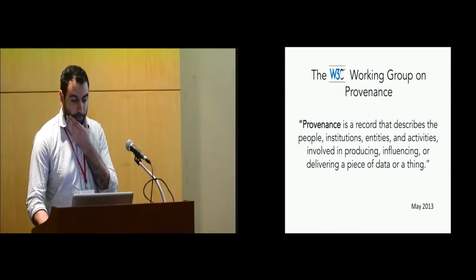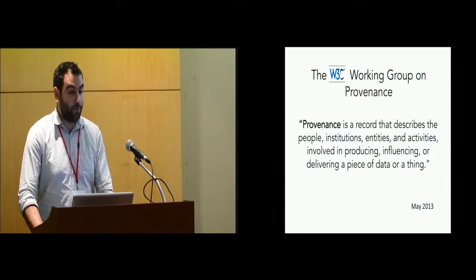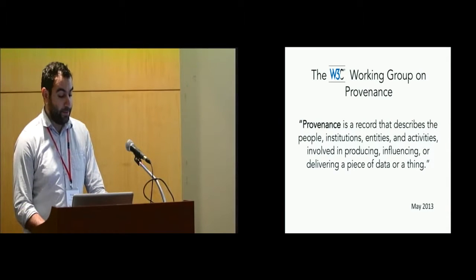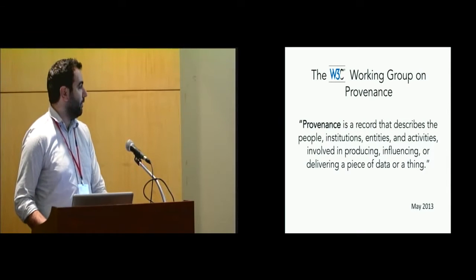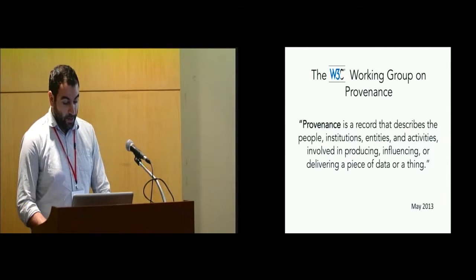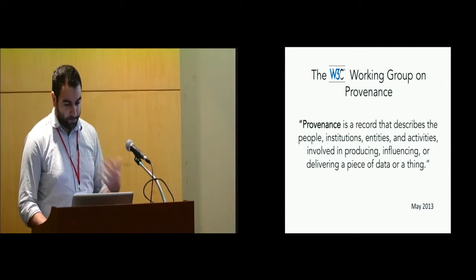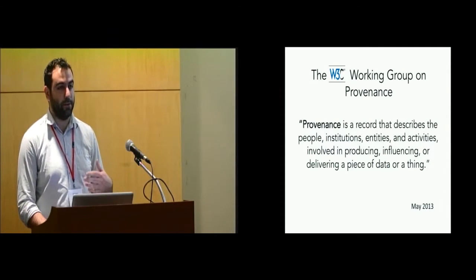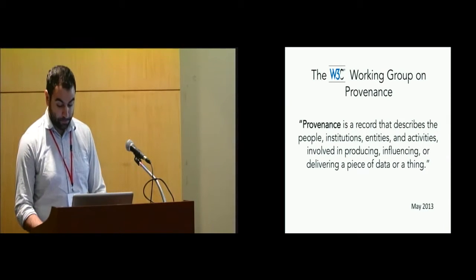The World Wide Web Consortium, which has a working group on provenance, released in May 2013 a specification that governs how provenance will be handled in the digital age. It includes this definition: provenance is a record that describes the people, institutions, entities, and activities involved in producing, influencing, or delivering a piece of data or thing. So it's pretty all-encompassing and covers pretty much everything that has to do with the history of an object, especially in terms of how it came to be and what people, institutions, or things were a factor in that.